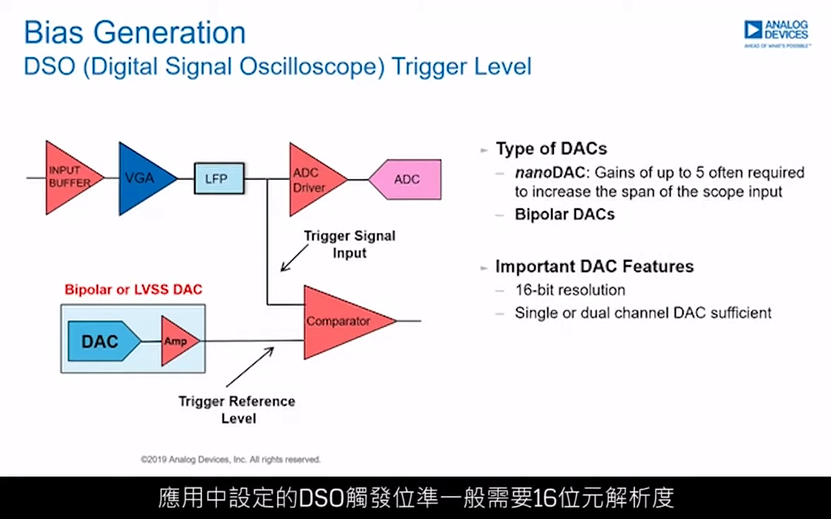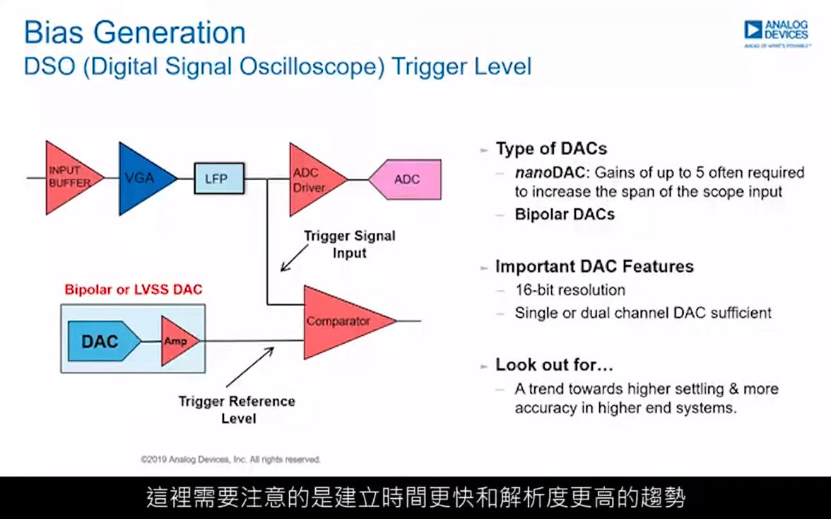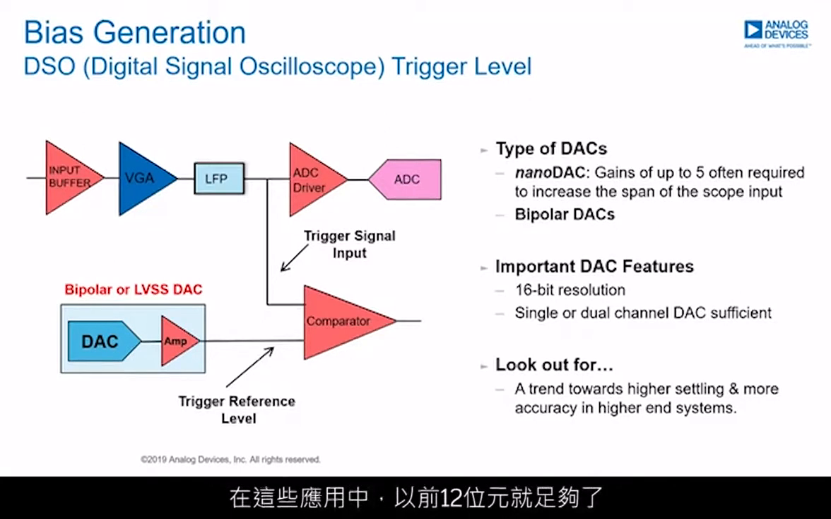For DSO trigger level setting applications, 16 bits of resolution is generally required. High accuracy is not a key feature, with 4 or more LSBs of INL being sufficient. There is no demand for DACs with high channel count, being single or dual channel products preferred. Something to look out for here is the trend towards faster settling times and also high resolution. Previously, 12 bits would have sufficed in these applications, whereas now 16 bits may be required.